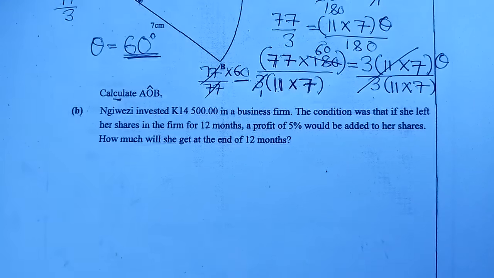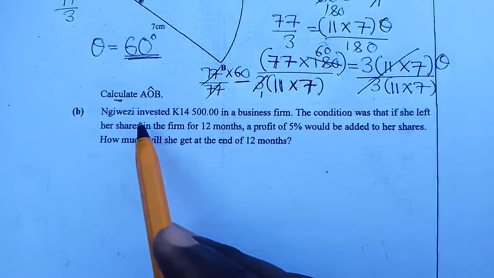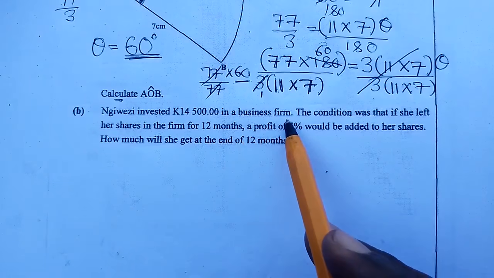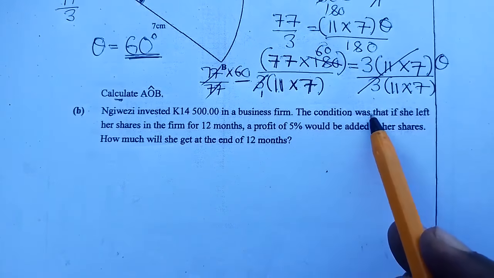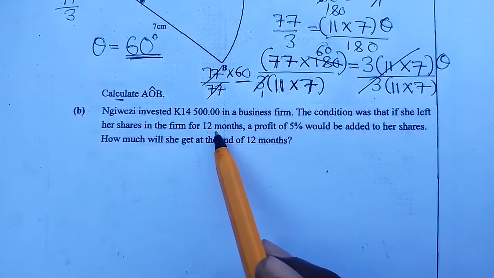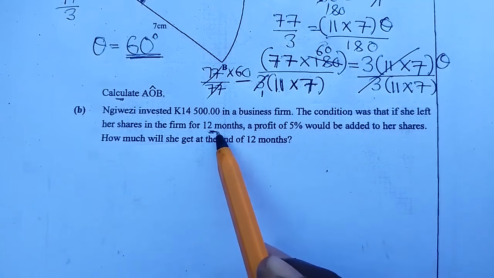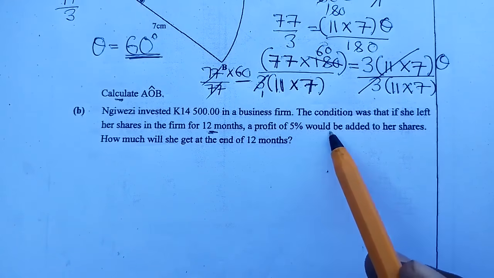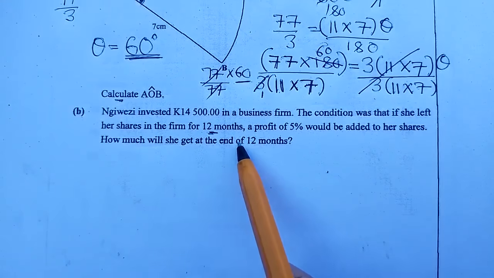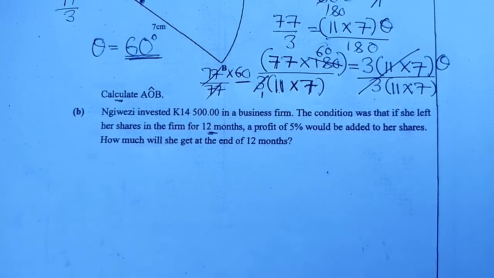So it is saying Guiz invested 4,500 in a business firm. The condition was that if she left her shares in the firm for 12 months, a profit of 5% will be added to her shares. How much will she get at the end of 12 months? So how much is this person going to get?